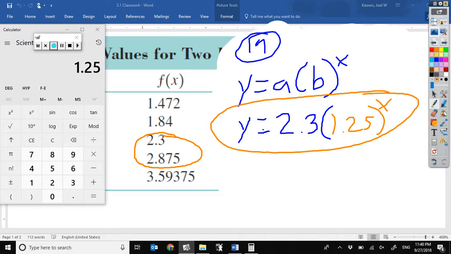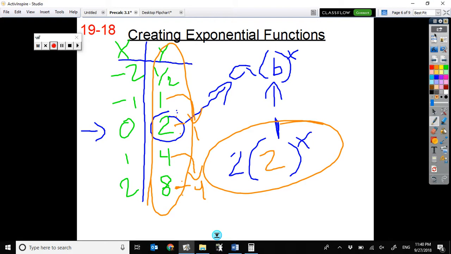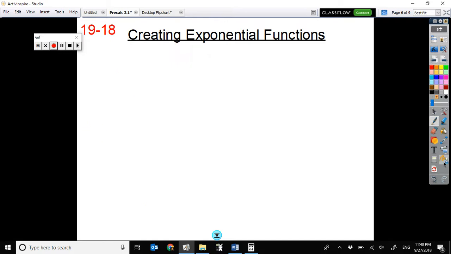Alright, so you're going to do the same thing on problem 20, and then at the top right hand corner, problems 11 and 12. Alright, so then we're going to move on to the section that's 1 through 6.